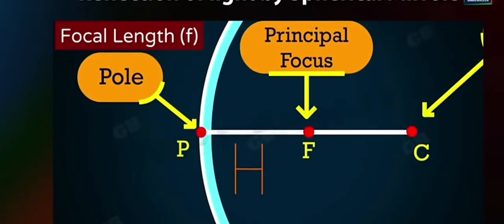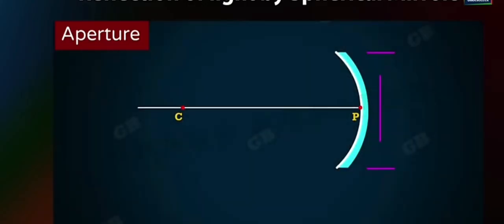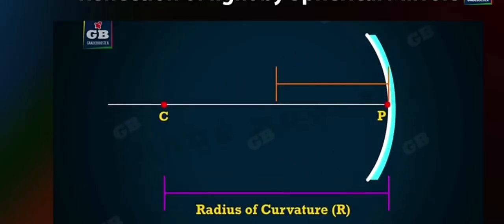Focal length. The distance between the pole and the principal focus of a spherical mirror is called the focal length and it is represented by the small letter f. Aperture. The diameter of the reflecting surface of the spherical mirror is called its aperture. In this chapter, we are discussing spherical mirrors whose aperture is smaller than their radius of curvature. Let us see the relation between the radius of curvature and the focal length.